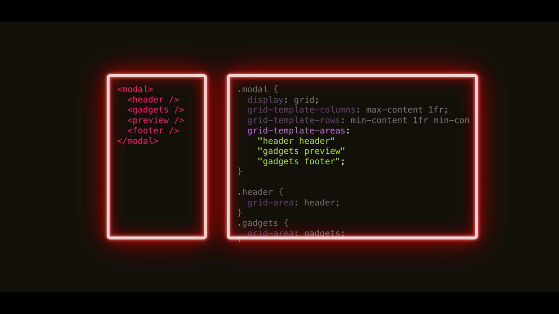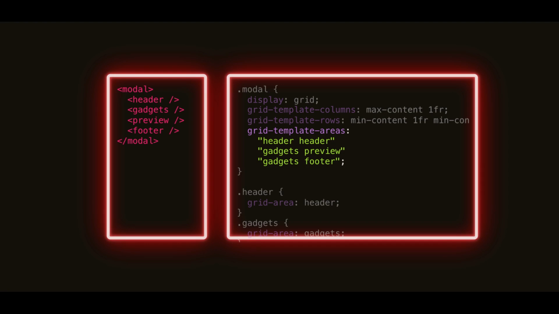And when we use grid template areas like this, we're basically just drawing a map of what we want the layout to look like. Even someone who doesn't understand grid could probably look at this and have a fairly good idea of how this modal is going to end up looking. So this is very easy to understand. It's also easy to change.